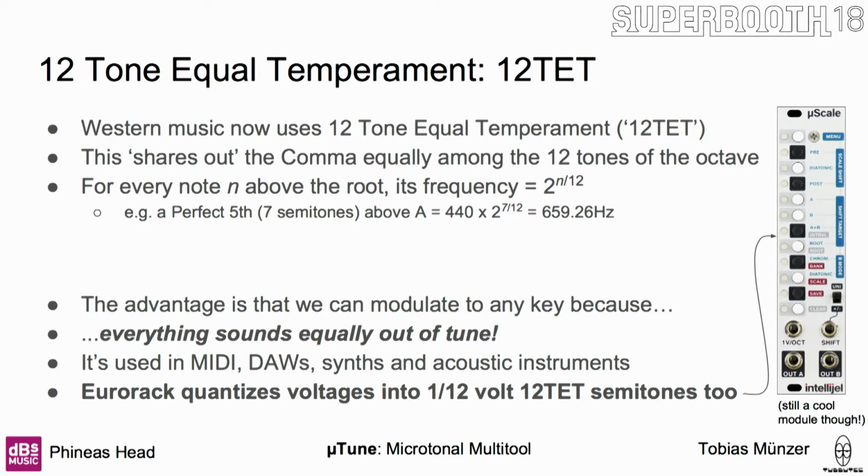Enter 12-tone temperament. Now, 12-tone temperament is the solution that practically everything uses. Every digital instrument we use comes with it as a default. Acoustic instruments have it as a default. And it's great, and what it does is share out that error amongst all of the notes equally. It's good because you can move around keys. It's not so good because everything sounds equally out of tune. Everything is equally wrong. And what that means is you've never heard a real chord. You've never heard a real major third, a real perfect fifth, if you only listen to 12-tone equal temperament.